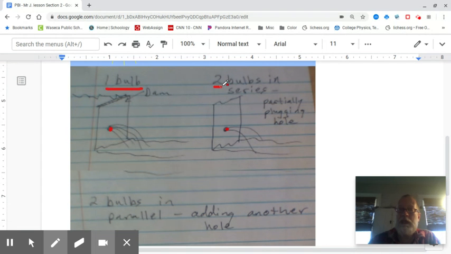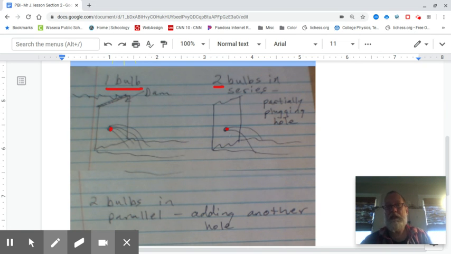If we put a third bulb in here, then this hole would be 1/3 the size, and it would only let 1/3 of the water come through. If we put four bulbs in here, this hole would be 1/4 the size of the single bulb hole, and it would only let 1/4 the water through. So when we put bulbs in series, what we're doing is we are restricting the amount of water that can come through.